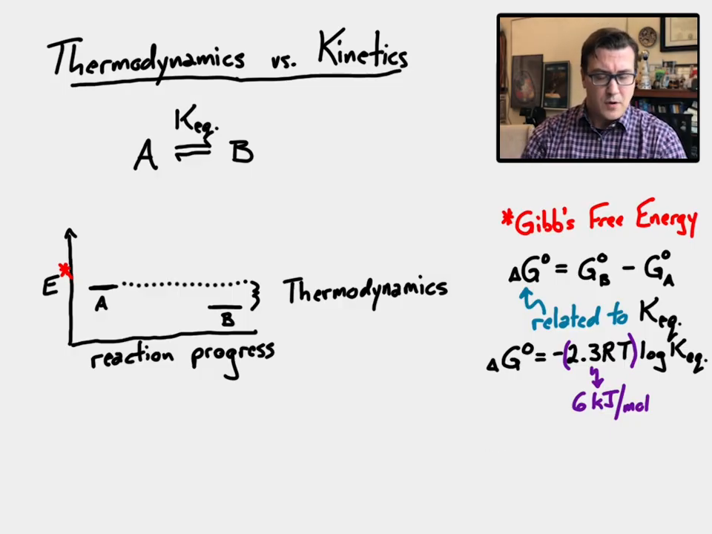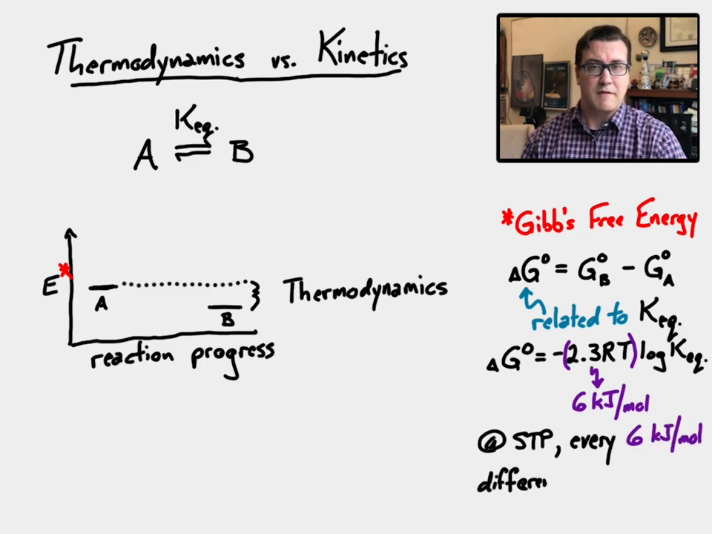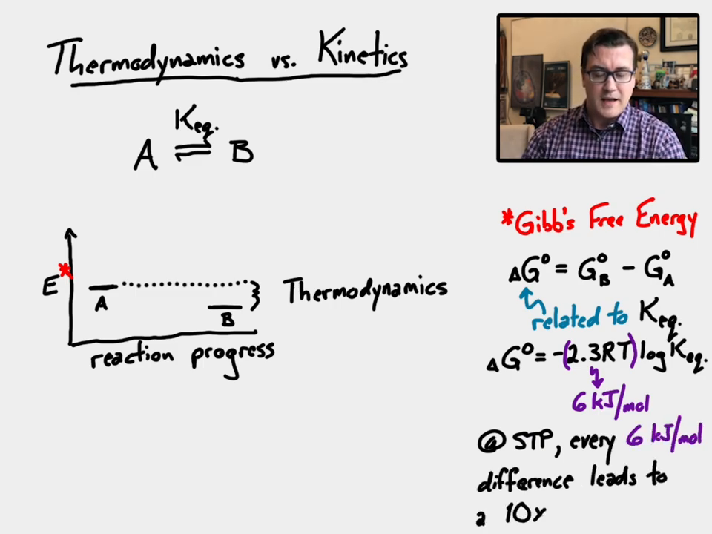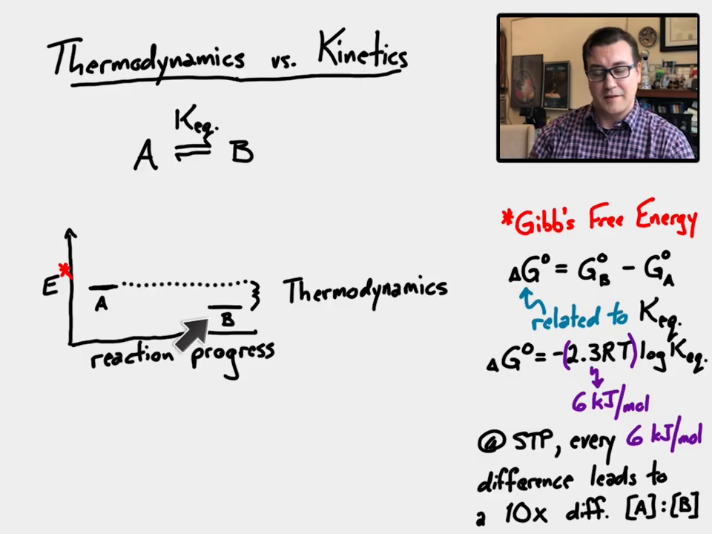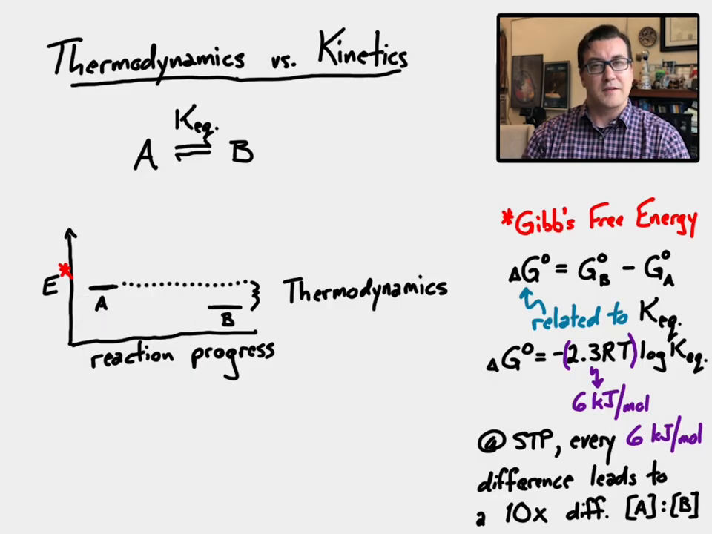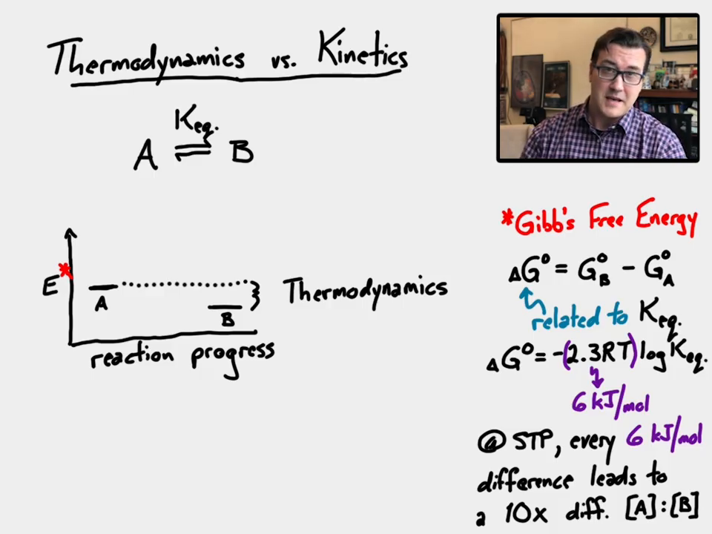So what does that mean? Well, it means that at standard temperatures and pressures, which is most often where we operate, for every difference of 6 kilojoules per mole in this energy level, there's going to be a 10-fold difference in concentrations. So if you were to measure a solution and you said that there are 10 times as many molecules of B as A, you'd say that there's a 6 kilojoule per mole difference between A and B.